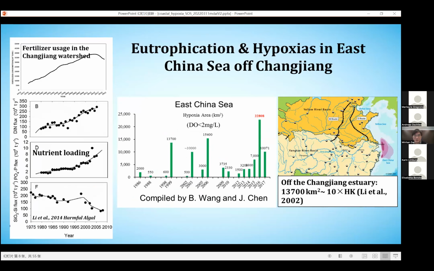And here I am showing you the hypoxia region, a pretty large one, reaching 1,300 square kilometers. It's about 10 times larger than the Hong Kong area, if you have been in Hong Kong. And the middle panel shows the hypoxia area variability during the last 3 decades or so. And the peak we actually observed in 2016, it's reaching 22,000 square kilometers. It's a huge area.